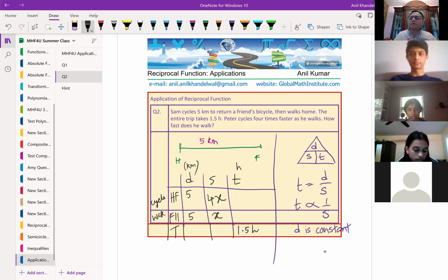Try to see how we are easily making the equation. So what is time? Time one way going in this direction by cycle will be 5 over 4x, correct? And to return the same distance of 5 by the speed of x. Is that clear to you? Any doubts to anyone? Hamza, is it clear?